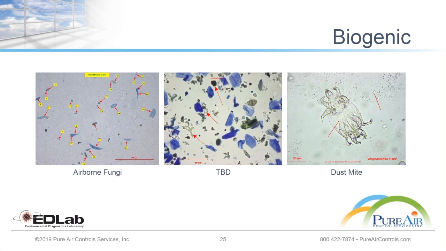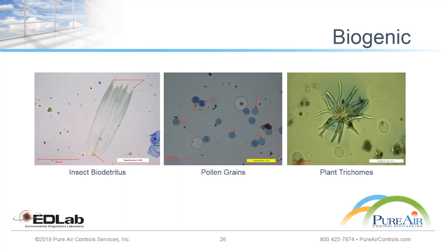Beside that, you can also see various kinds of insect biodetritus, or parts of insects such as wings, mouth parts, etc. Then you have various pollen grains, which can be the result of infiltration, or sometimes people have indoor plants, and some plants can produce pollen, so it can be an indoor source of the allergen. And then obviously the plant trichome, which is defined as the aerial growth or hair which grows on the aerial part of the plant.